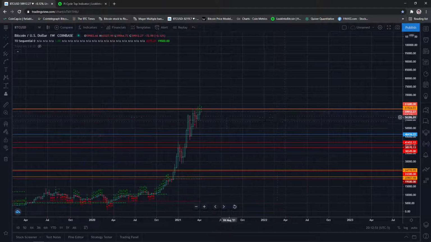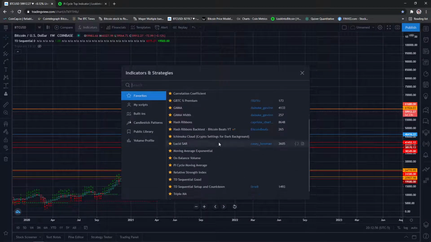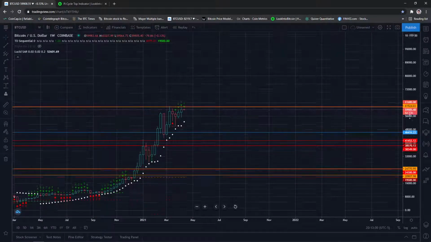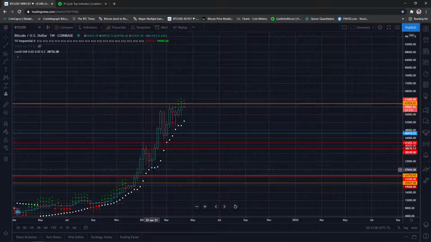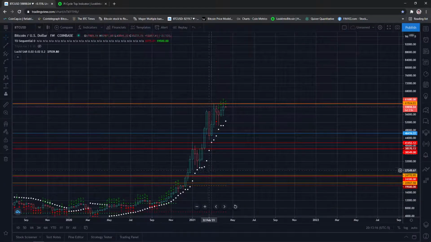I actually like this consolidation. It's something that I'd been talking about, and we're on the upper end of it, so it's good. Let's look at the Lucid SAR because it's something I had talked about before. We were at 5305. This whole cycle, we haven't really broken it. Kind of tested it here. We broke it all the way back in May of 2020 on the upside, and we haven't come back.